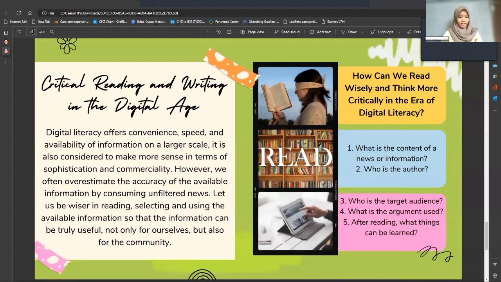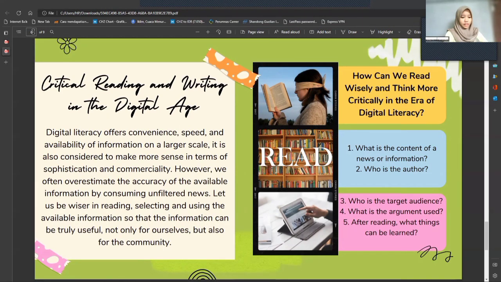I agree that the important literacy skills today are how to obtain, select, and use knowledge for productive and positive things. Learning from various national and international events that will always happen. How can we read wisely and think more critically in the era of digital literacy? I suggest there are 5 things to consider.